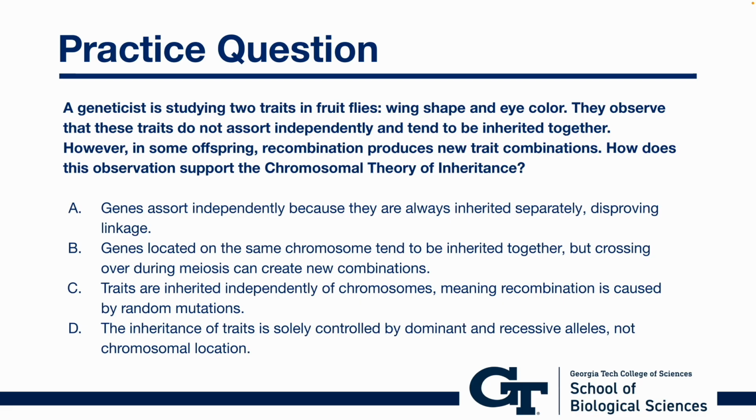Hey, we're told that these two traits do not assort independently, they're inherited together. How can this possibly make sense when we know that traits should be coming over on chromosomes? Well, if we look at these answer choices, some of them are just blatantly wrong, and we have to pick out the one that makes sense, right?